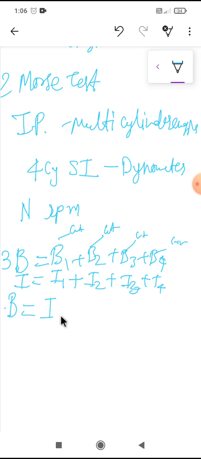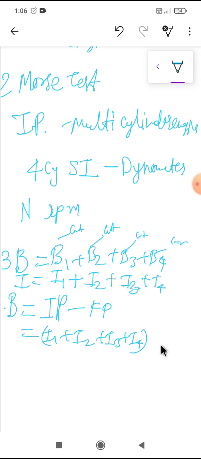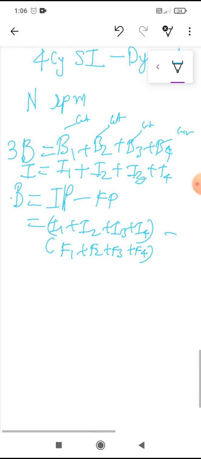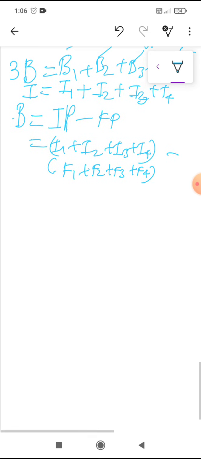So the total brake power can be written as indicated power minus frictional power. The indicated power is I1 plus I2 plus I3 plus I4, minus F1 plus F2 plus F3 plus F4. These are the frictional powers for cylinders 1, 2, 3, 4.